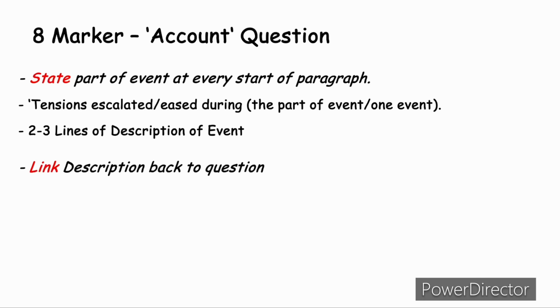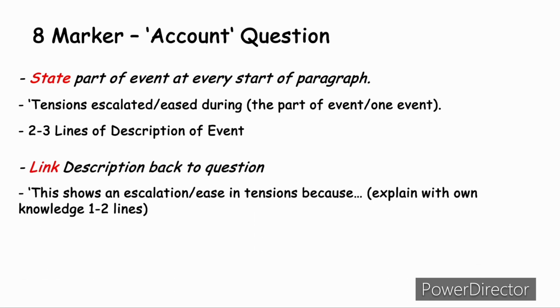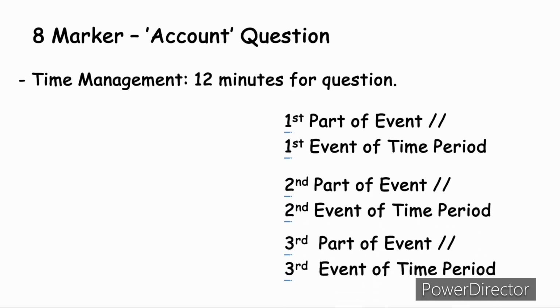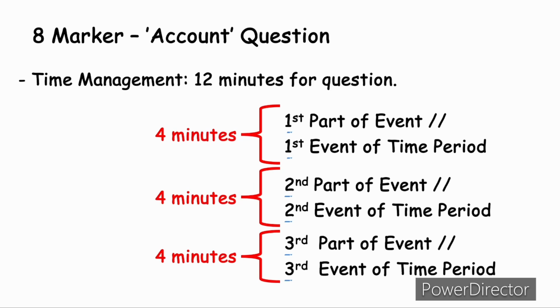So you should start with, this shows an ease or escalation in tensions because, which you then can go on and state the impacts of the event, also finishing it with 2 lines. You have 12 minutes for this question, so you want to split the event into 3 parts, giving you 4 minutes per paragraph, which should be enough considering 4 to 5 lines for a paragraph should be done.